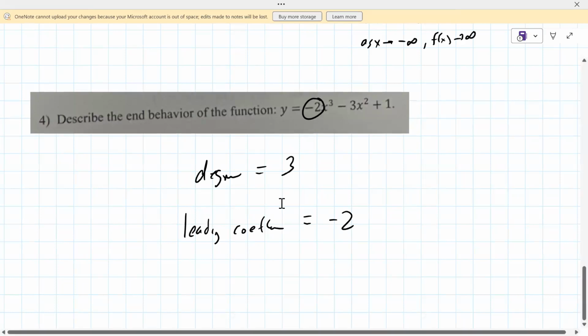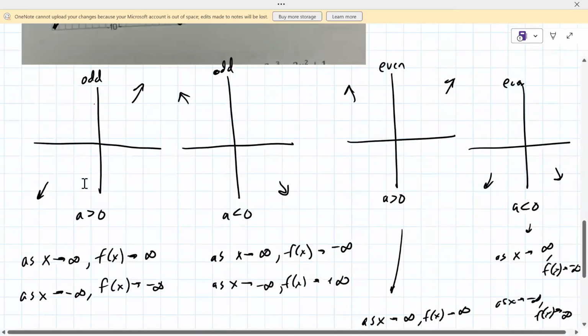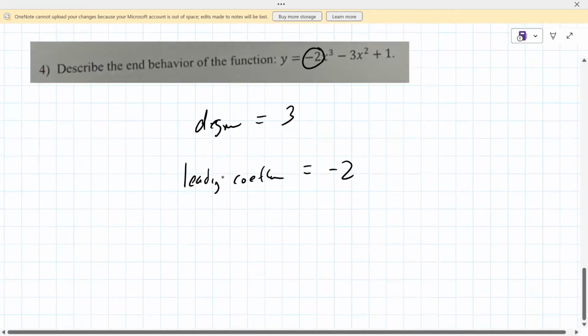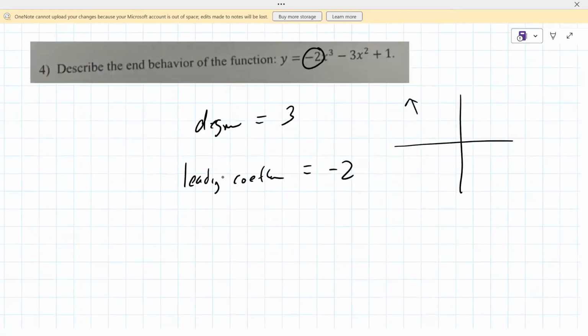All right, so which of these four graphs is it? Well, it's one of the odd ones. It's got a negative leading coefficient, so it's this one. So really what you want to be able to do with this is draw the arrows, and then you can do the end behavior.